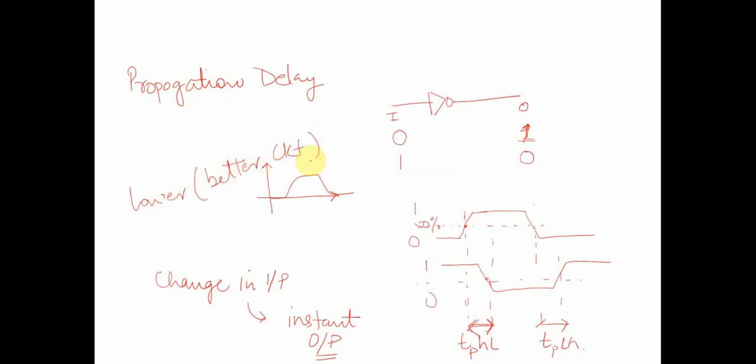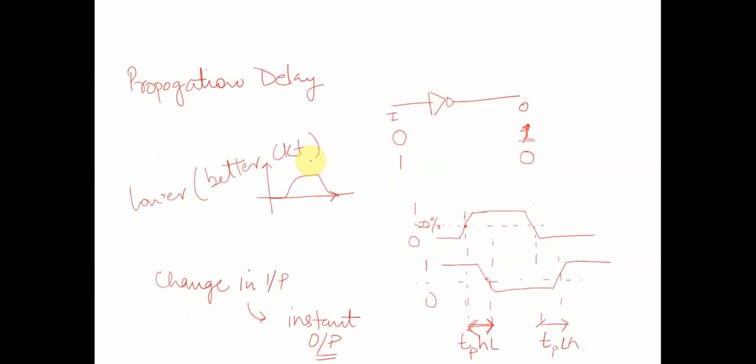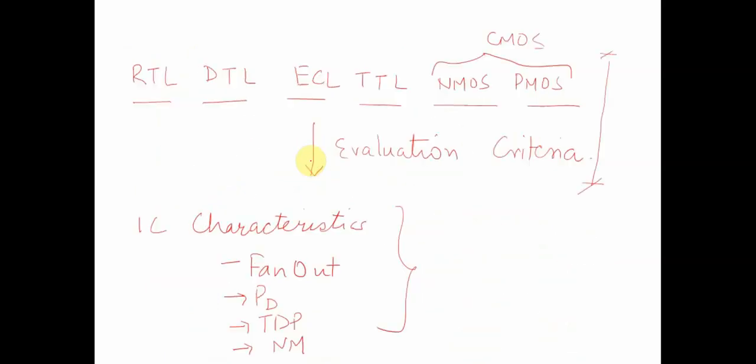correct? So now assume that we have understood the concepts of fan out, how many gates an output can drive without any loss of data or information, and propagation delay. These are two of the evaluation criteria for choosing an IC logic design family. Moving ahead, we have something called a noise margin. As the term suggests, noise margin, correct? Let's assume we have a circuit, something like this.